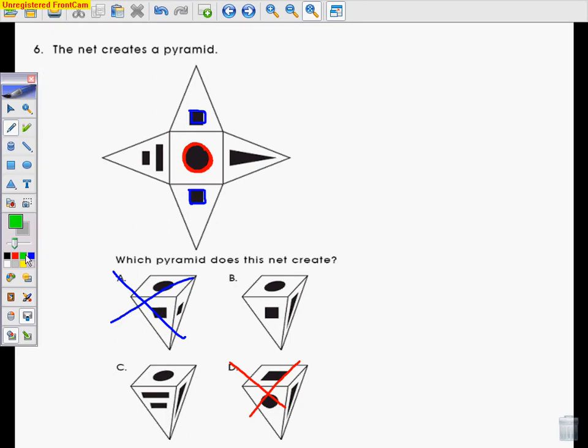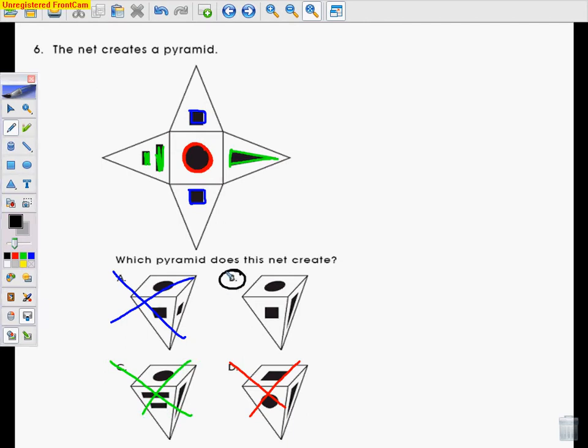Also, I could look at this triangle here and these double lines, and those are opposite each other. So adjacent-wise, those aren't going to be touching either. So I can eliminate C then. So my only logical choice would be B.